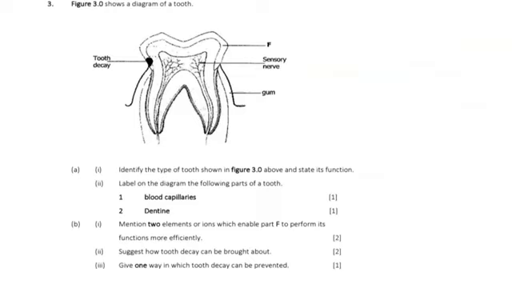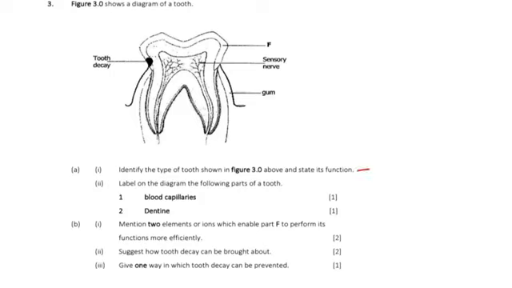Let us look at the second question. Figure 3 shows the diagram of a tooth. Since we've answered the first question, this question is just a repetition of the first question that we've answered. So what is the question? Identify the type of tooth in figure 3.0 above and state its function.